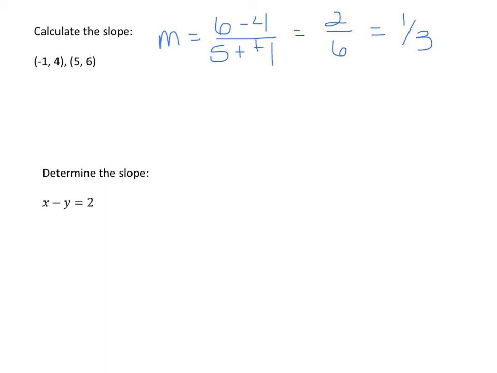Next problem, determine the slope. Well, what did we say? Negative a over b. So the coefficient on x is understood to be 1. Negative 1 over b, we have to include that negative sign, and there's also a 1 here. So I have to make b negative 1. So the slope on this one is positive 1.